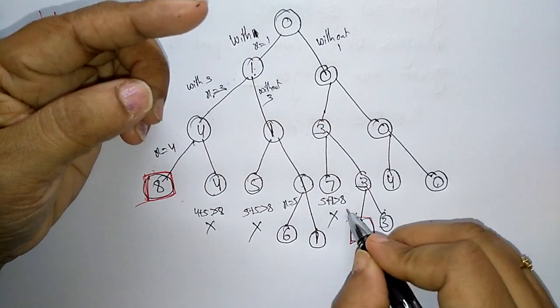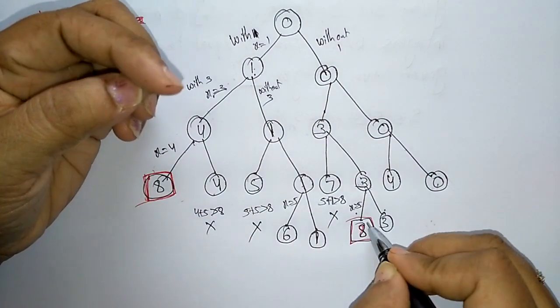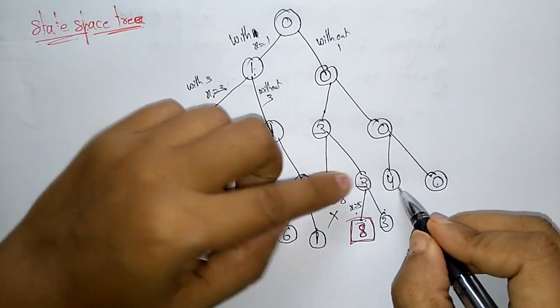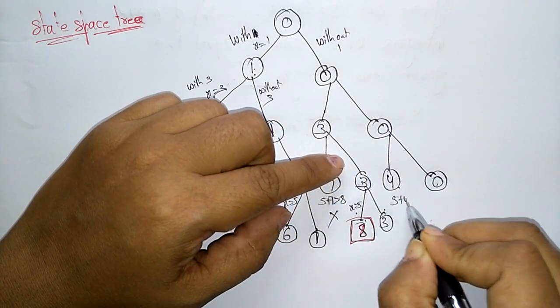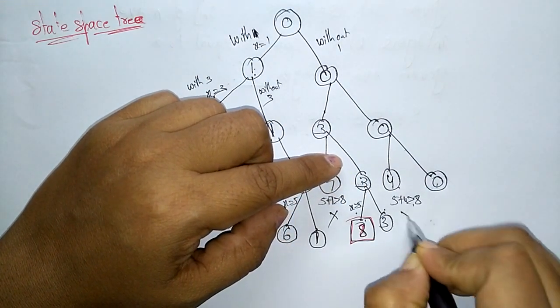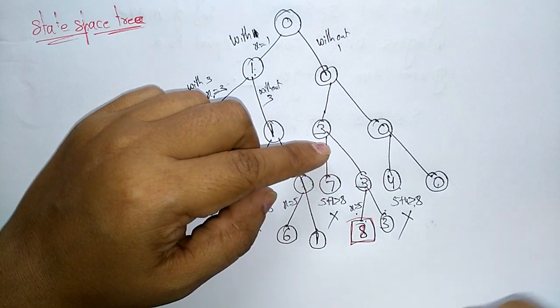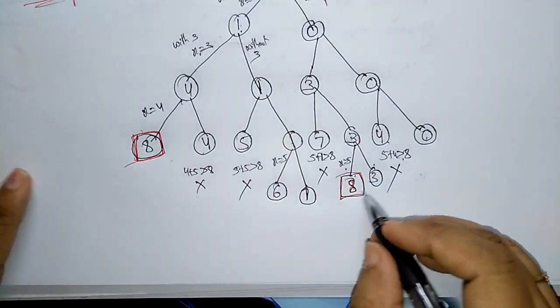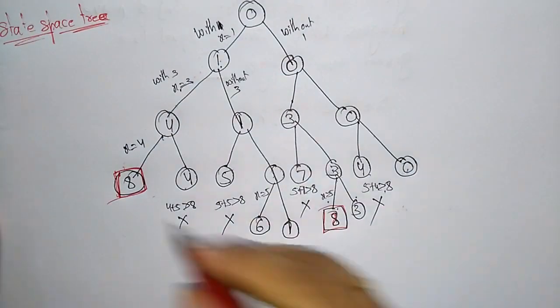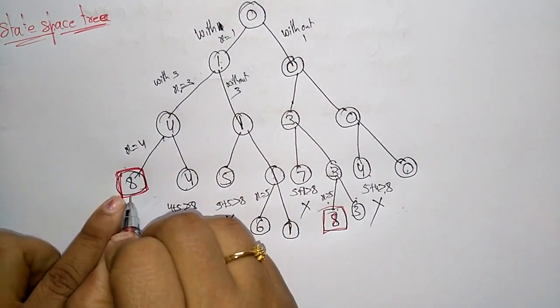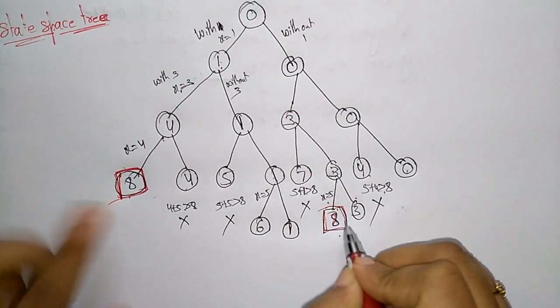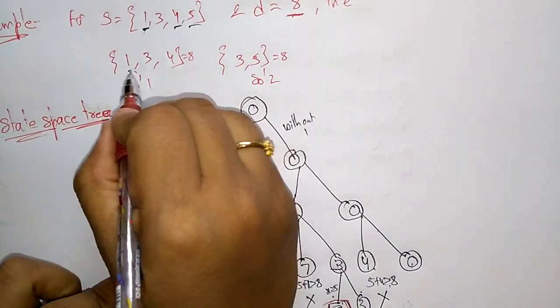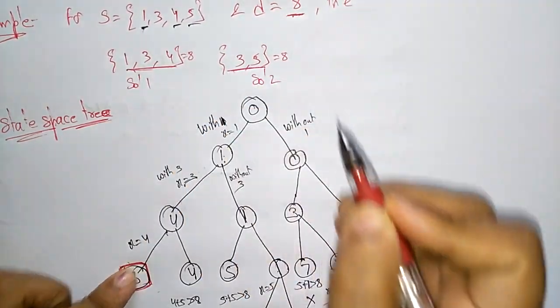With 5, without 5. So here x is equal to 5. With 5, without 5. Now coming to the 4, 5 plus 4 is greater than 8, so just ignore this. So the total, what are the possible solutions that I get? 8 here and 8 here. So I said I will get 2 possible solutions.